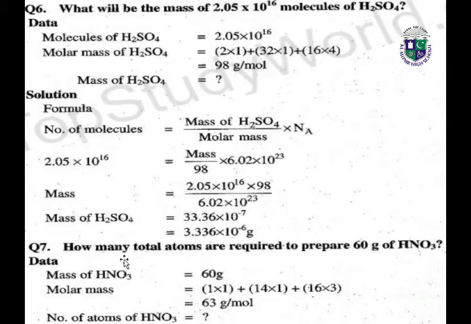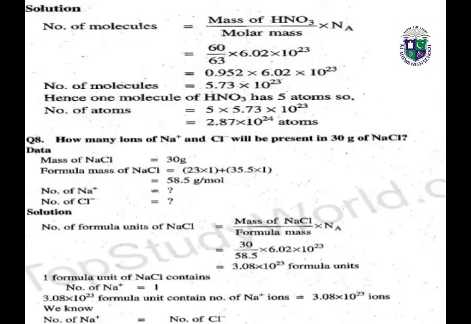Next, question number 7. How many total atoms are required to prepare 60 grams of HNO3? So the mass is given, 60 grams of HNO3. Molar mass, yes, we will calculate as we did in the above numerical. We have to find the number of atoms of HNO3. Number of molecules is equal to mass of HNO3 over molar mass into Na. So here we have all these values. By calculating it, we get the number of molecules, which is 5.73 × 10^23. Hence, one molecule of HNO3 has 5 atoms, so the number of atoms is equal to 5 × 5.73 × 10^23. This will be our answer.